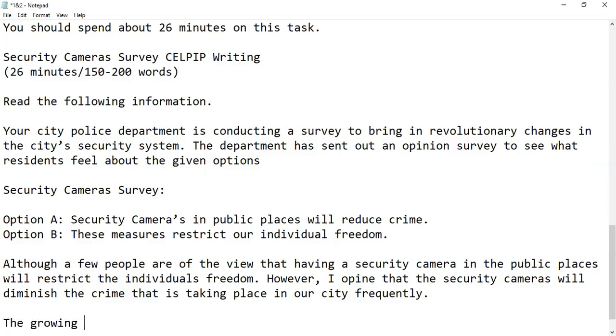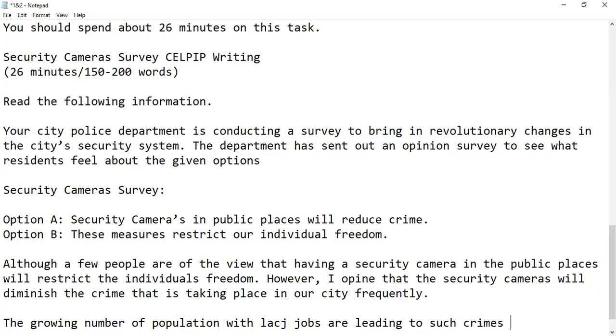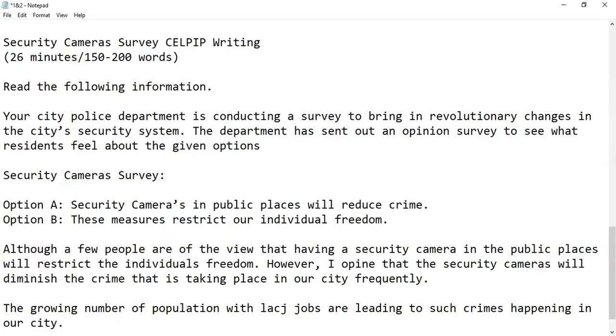The growing number of population with lack of jobs are leading to such crimes happening in our city. Okay, so security cameras in public places will reduce crime is what they are saying. All right. So reduce also has diminish as another synonym. If you use another word which has the same meaning, decrease is what I'm trying to say. Reduce, decrease. The growing number of population with lack of jobs are leading to such crimes happening in our city.